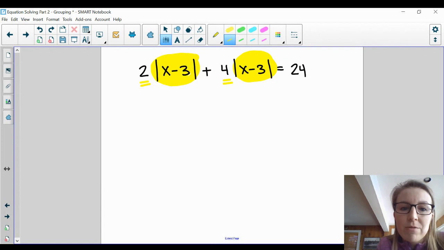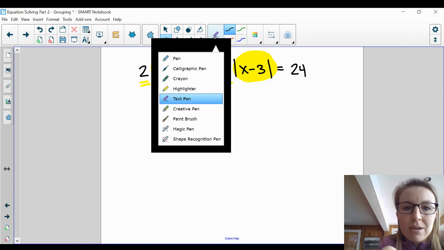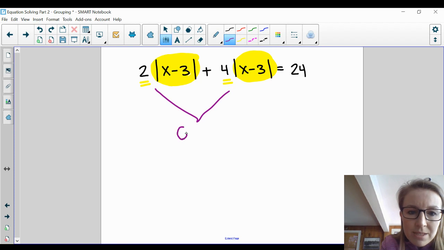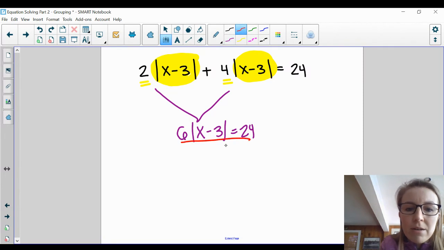Both of my absolute value symbols include x minus 3. This allows me to combine these like terms. So if I have 2 groups and if I have 4 groups, that gives me a total of 6 groups of the absolute value of x minus 3, which equals 24. This then brings you right back to an equation you already know how to solve. We're going to divide by 6. That leaves me with x minus 3 equals 4.